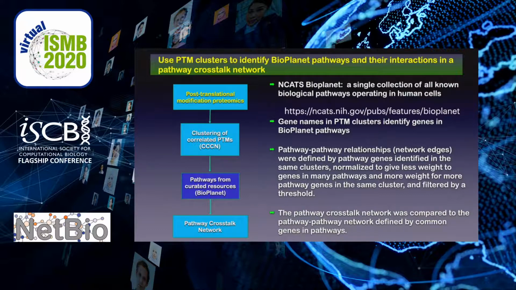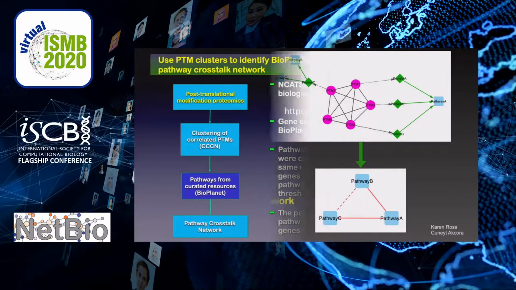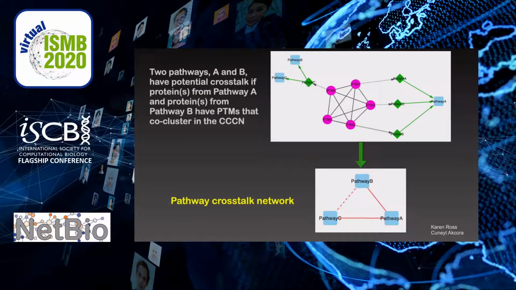NCATS's BioPlanet is a well-curated amalgamation of what used to be WikiPathways and KEGG and those kinds of things. We're going to use clusters derived from our PTM data to identify pathway-pathway relationships. If the proteins that cluster together contain genes from different pathways, that suggests a pathway-pathway relationship. In this way, we define what we call a pathway crosstalk network.